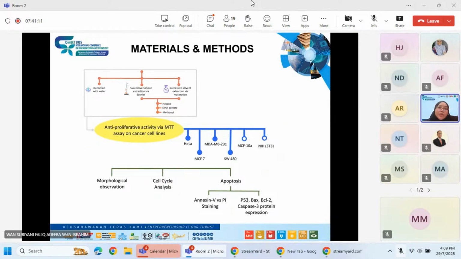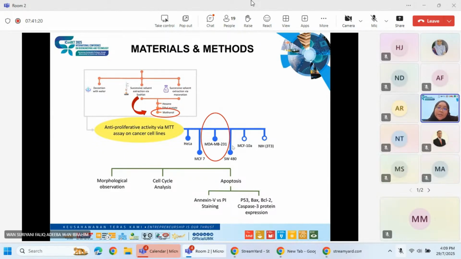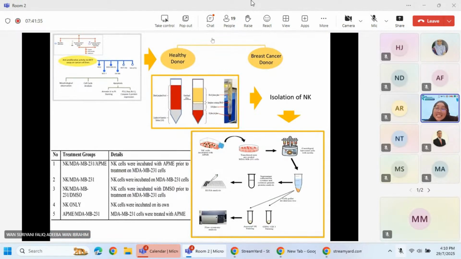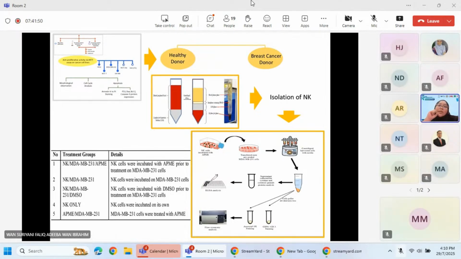As I mentioned earlier, we did a successive extraction, and we found that the methanol extract works the best on these MDA-MB-231 cells, where we did further analysis. We did further analysis for the NK cell study, where we collected NK cells from healthy donors and breast cancer patient donors. We isolated them and co-cultured them, meaning first we collected the NK cells, then added the APME extract.